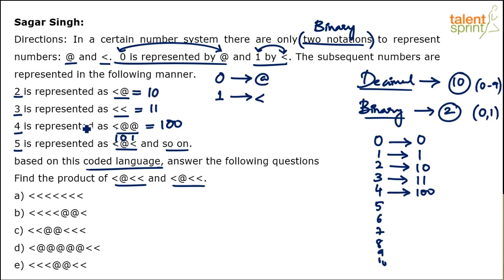2 is 10, 3 is 11, 4 is 100, 5 is 101. So if you see, it picks up all the numbers in the decimal number system which are made up of zeros and ones and just arranges them in ascending order. I mean, that's one way of looking at it.